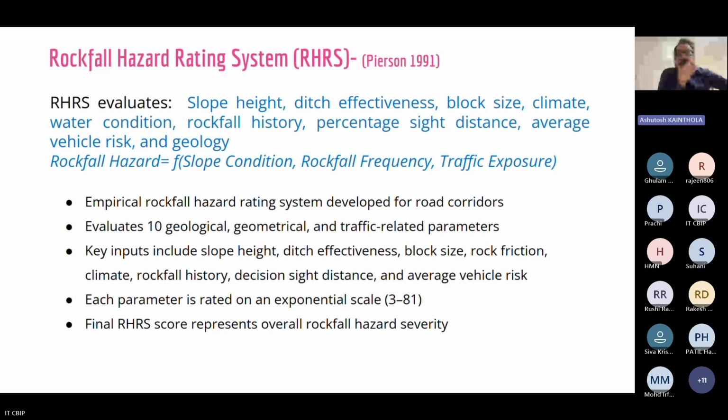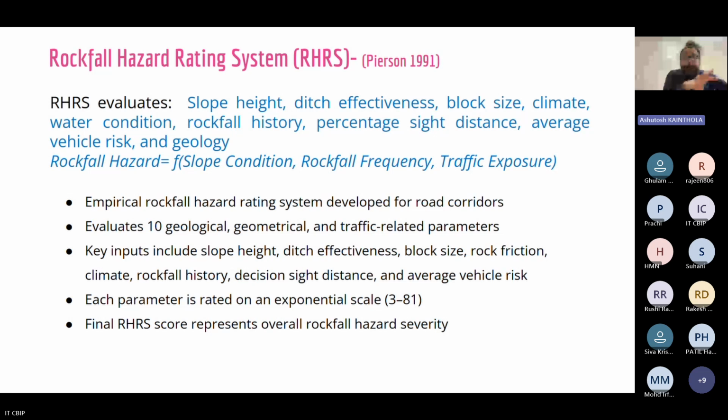So, rockfall hazard is essentially a function of the slope condition. Slope condition includes the type of rock, the type of discontinuities, the weathering grade, the strength of it, the stresses acting on it, and combined with rockfall frequency. How frequently do they take place? Are they frequent? Are they not? Then this information is combined with traffic exposure. Do you have a lot of vehicular traffic or is there none?